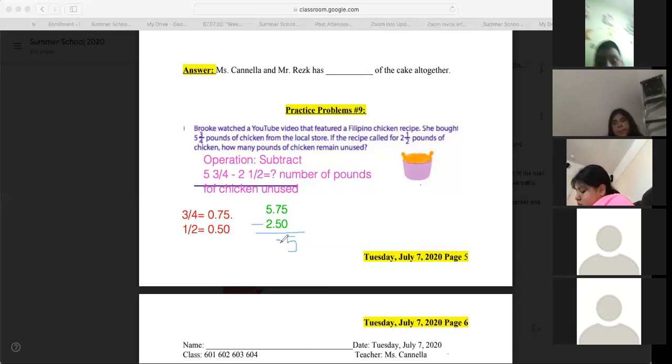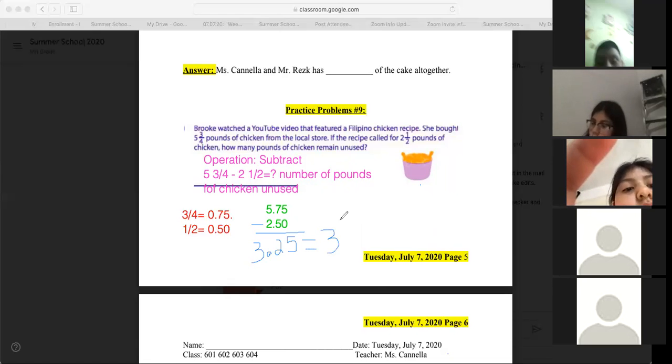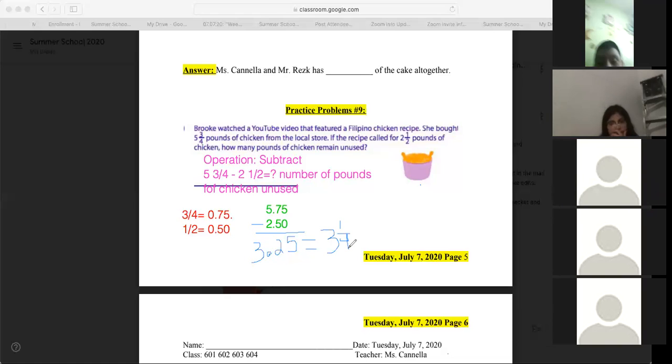7 from 5 gives me 2. Bring down the decimal point, and 5 from 3 gives me 2. So 3 and 25/100 is the same as 3 and 1/4. So 3 and 1/4 is the same as 3.25. And then we're going to label what that represents.